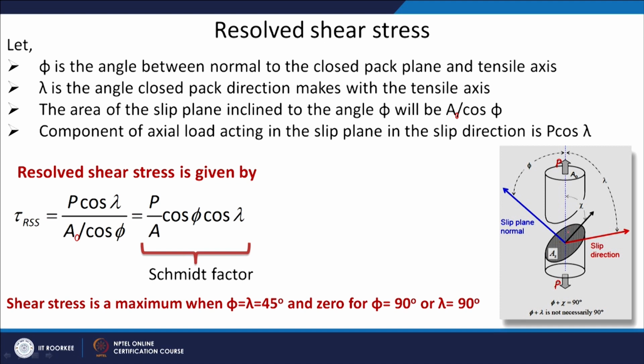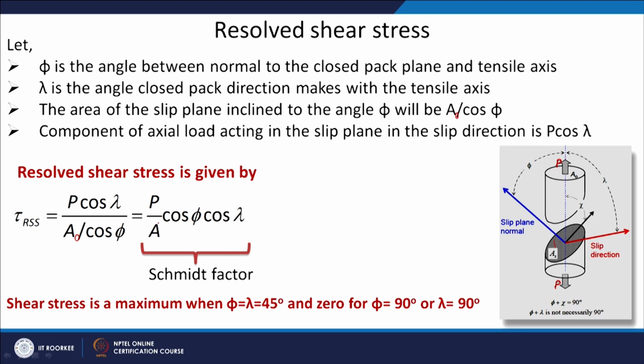So, now my shear stress is acting in this plane in this direction. And of course, this direction will be lying in the plane. So, this is going to be shear stress. So, shear stress is acting in this plane in this direction, and the plane area is given by A naught divided by cos phi. So, my resolved shear stress will be P cos lambda divided by the area. So, this is my resolved force in that plane, and this is my area of that plane, and that will be P over A upon cos phi into cos lambda.